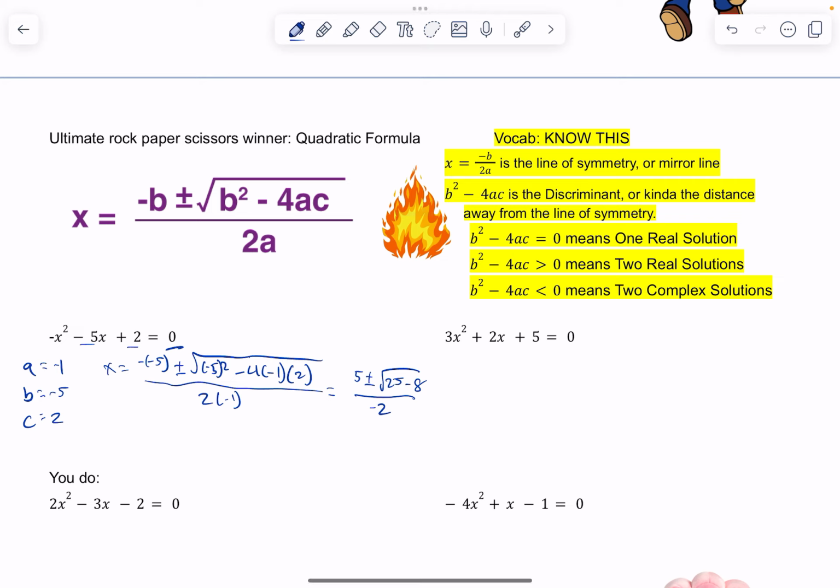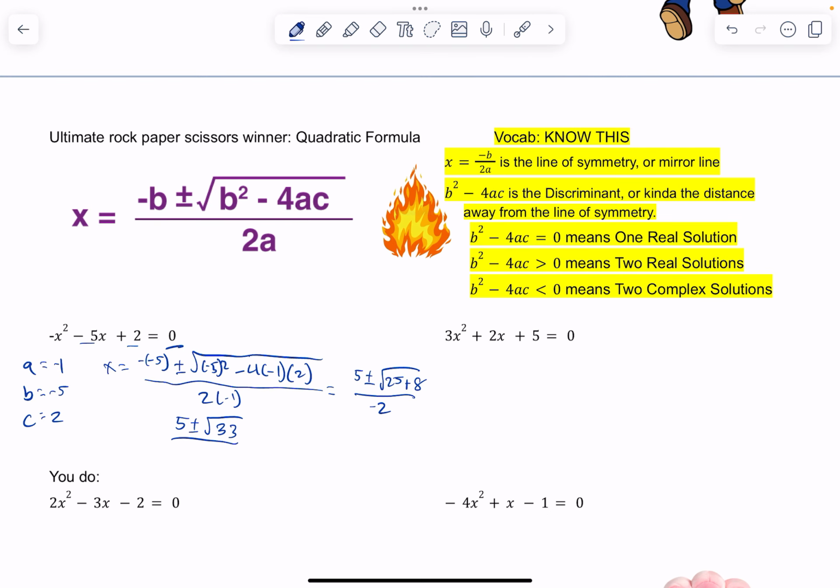And that can simplify to be 5 plus or minus the square root of 17. Really? I chose 17. Oh, wait. This is a positive. Okay, this is a positive. So 33. That's also not a pretty number. Is that anything? Can I break 33? Can I take anything out of 33? No, I can't take anything out of 33. So we're done.